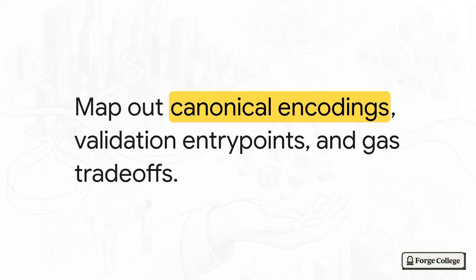The absolute most critical thing to remember here is this. Before you write a single line of code, you have to map out your architecture. You need to confidently define your canonical encodings, your validation entry points, and exactly how much gas you're willing to trade for on-chain peace of mind. You simply cannot just wing this part.